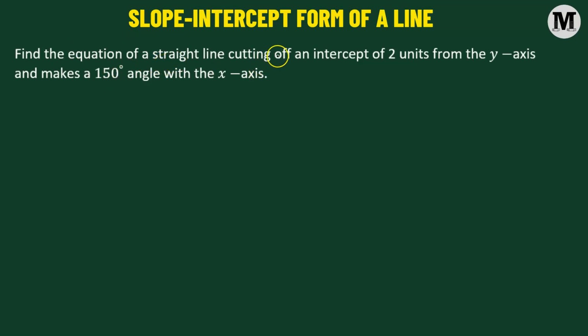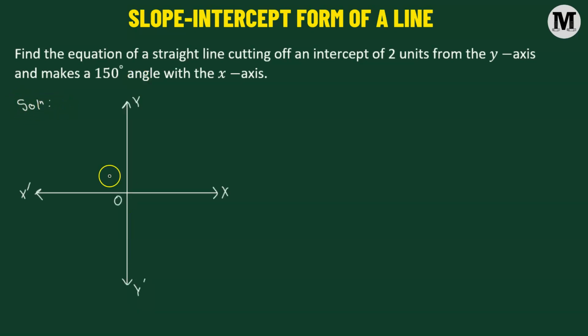Find the equation of a straight line cutting off an intercept of 2 units from the y-axis and making an angle of 150 degrees with the x-axis. Okay, let us begin. First, we'll try to understand the problem graphically. So here we have the coordinate axis. Now let's begin with the problem.